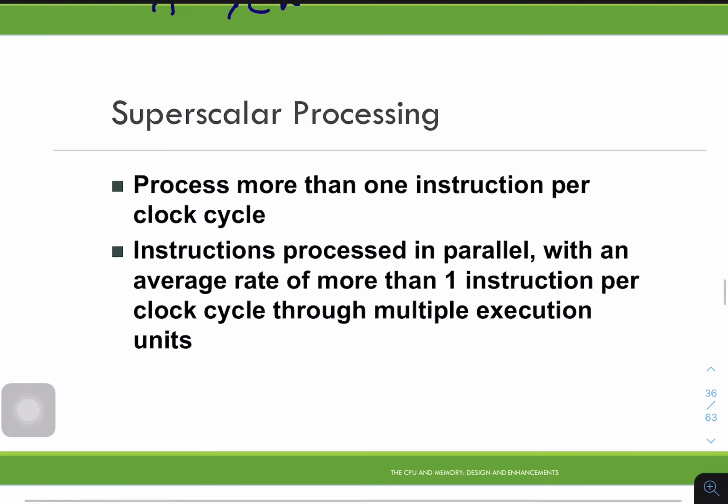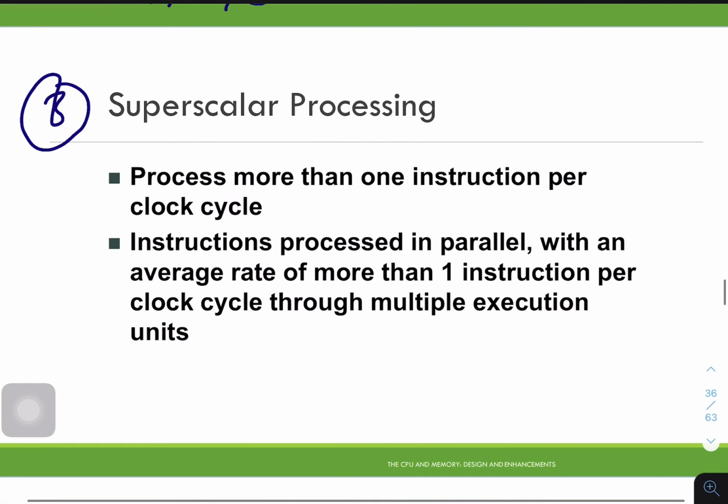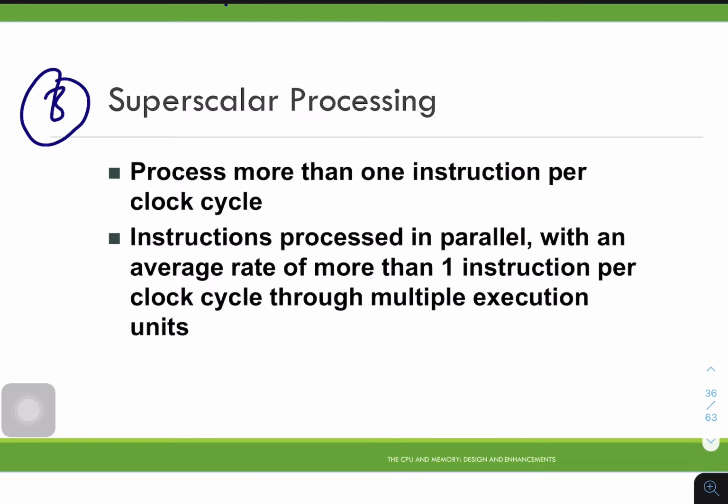Okay, so the third method that is used to increase the performance of CPU is the superscalar processing. Superscalar processing is the situation or the method where the CPU processes more than one instruction per clock cycle. Okay, it's just the same as pipelining, but there are several differences. It says here: instructions are processed in parallel with an average rate of more than one instruction per clock cycle through multiple execution units.